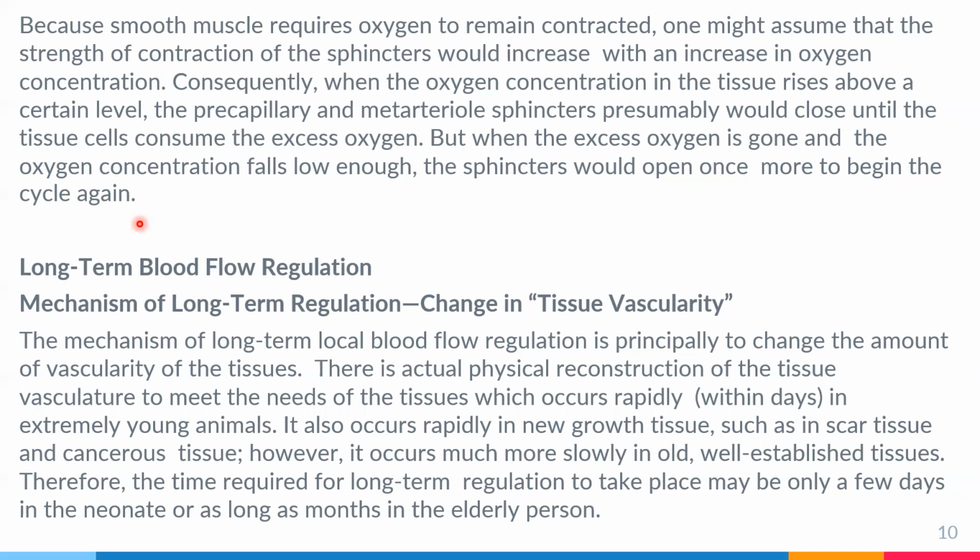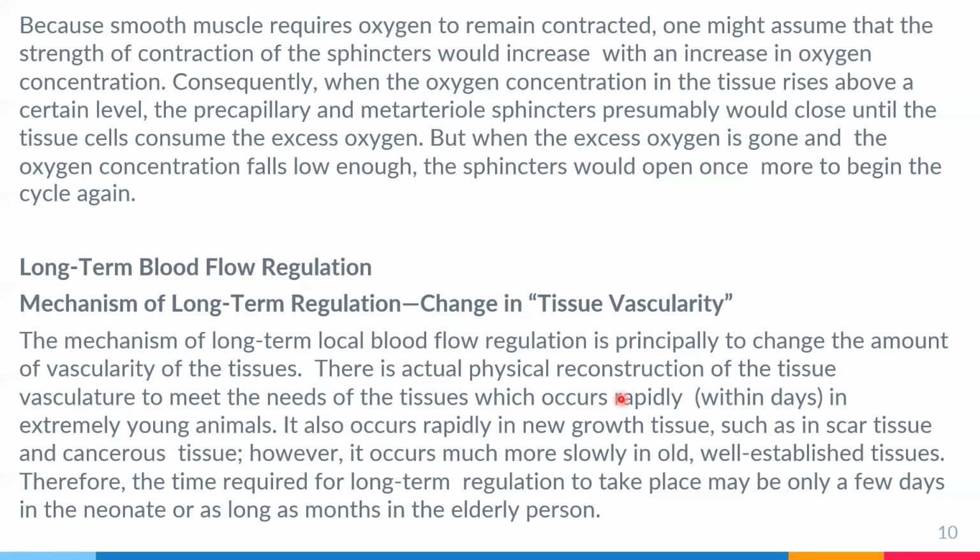Next, we move on to long-term blood flow regulation, which is the second type of regulation that is applied on the circulatory system. The mechanism of long-term regulation involves change in tissue vascularity. The mechanism of long-term local blood flow regulation is principally to change the amount of vascularity of the tissues.